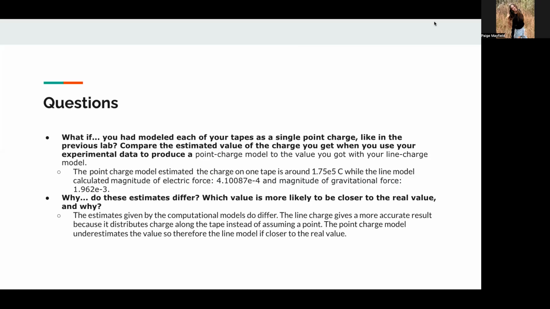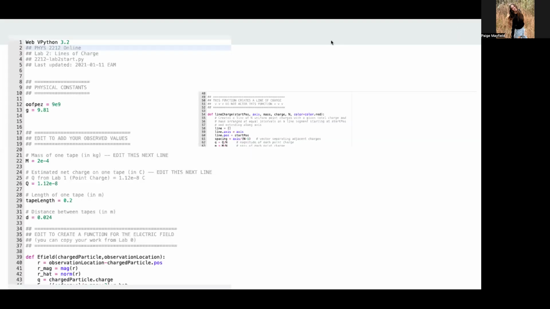The line charge model is giving us a more accurate result because it's distributing the charge along the tape instead of assuming a point like the point charge. The point charge model is underestimating the value, and the line model is going to be closer to our real value. So here's the code.